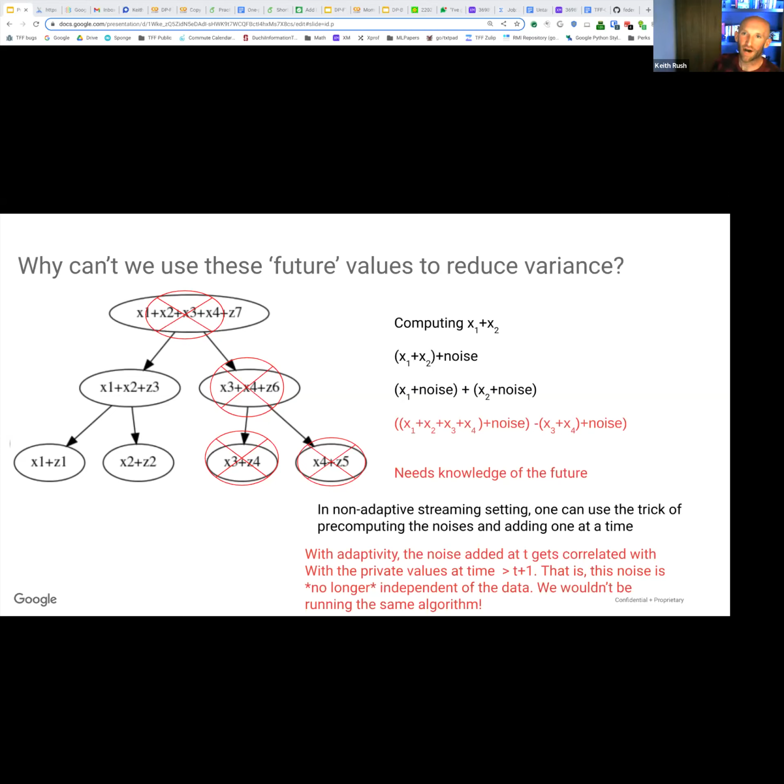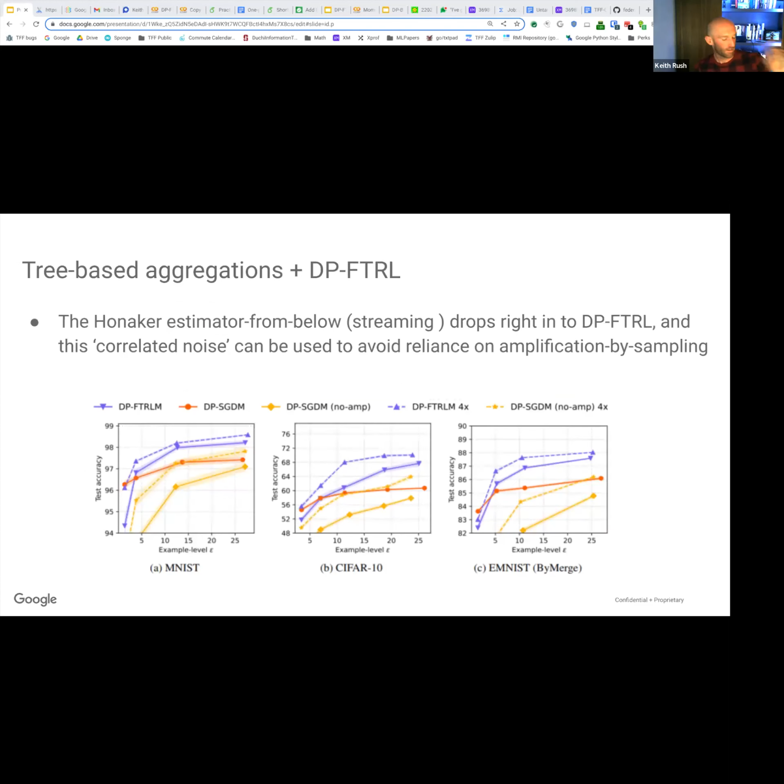So that's the requirement in these tree aggregation settings. Honaker observed that there are these correlations between these things, and that you can create some kind of maximally efficient estimator from the nodes underneath you in this tree. This is the Honaker estimator from below. So it's literally from below. That is compositional with the online streaming setting. And you can use these 2 things together with DP-FTRL to totally bypass reliance on amplification by sampling.